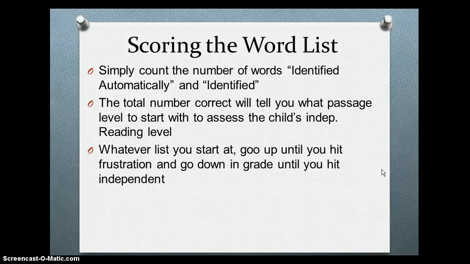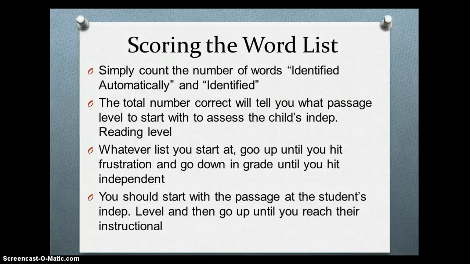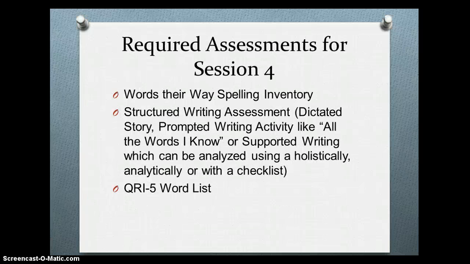You should start 2 levels below their grade level and then go up until you hit frustration, go down until you hit independent. You should start with the passage at the student's independent level and then go up until you reach their instructional. So again, why we are doing this word list is to let us know what passage to work with for session 5.